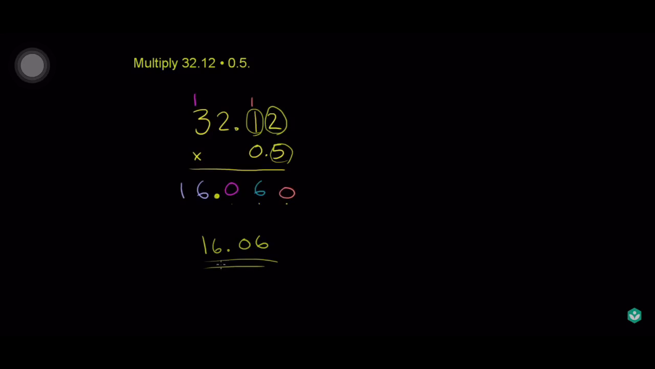So we could just write this as 16.06. Now, the last thing you want to do is just kind of make sure that this makes sense. You have a number that's almost 32, and we're multiplying it by 0.5. Remember, 0.5 is the same thing as 5 over 10, which is the same thing as 1/2. So we're really multiplying 32.12 times 1/2. We're trying to figure out what 1/2 of 32.12 is. And, well, half of 32 is 16, and then half of 0.12 is 0.06. So this makes complete sense.